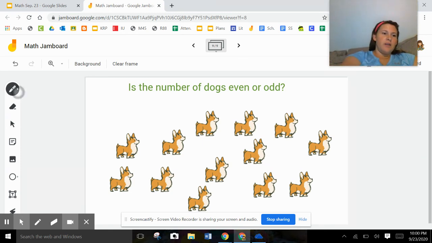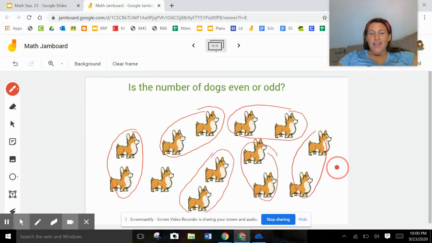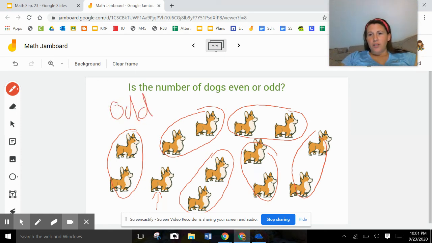Find everybody a buddy. I like red on this one. You two corgis are best buds. You two corgis are best friends. You two corgis are BFFs, pals, amigos. I don't know another word for friends. So everybody got a buddy except for this poor little guy right here. Let's name him Fluffy. So Fluffy did not get a buddy, which means he is the odd man out. So this number is odd. Good job, guys.